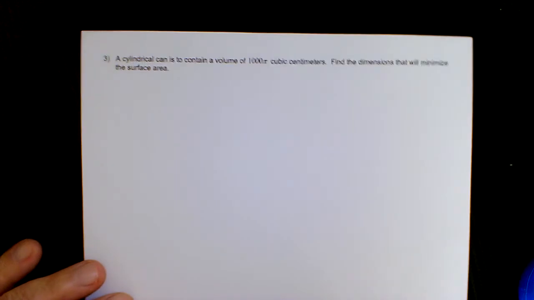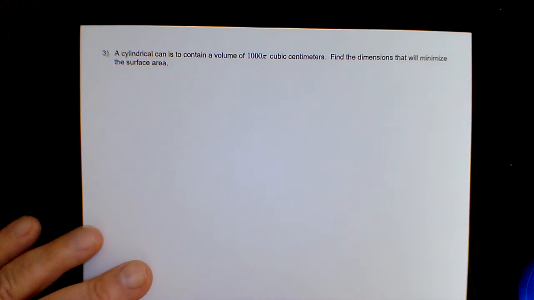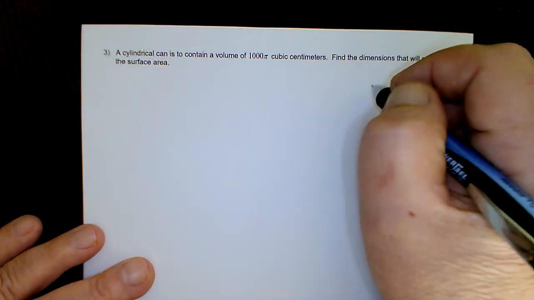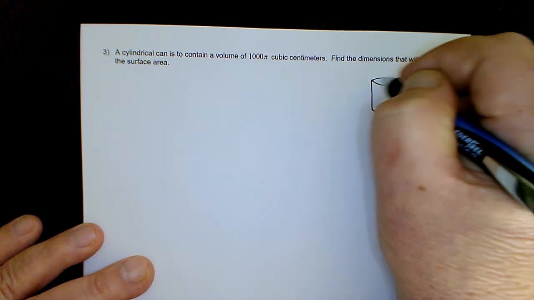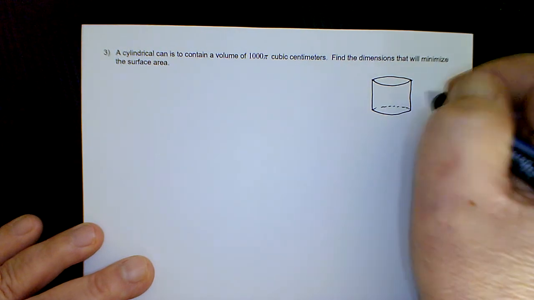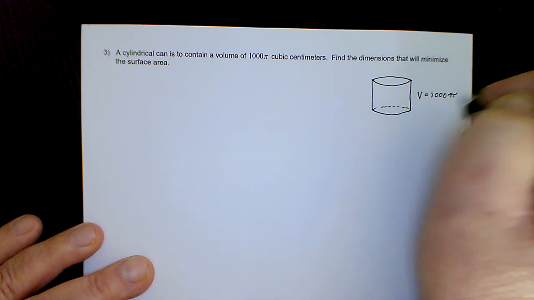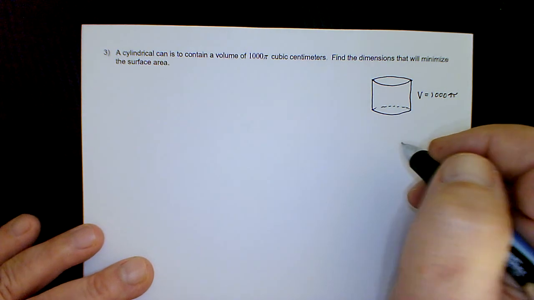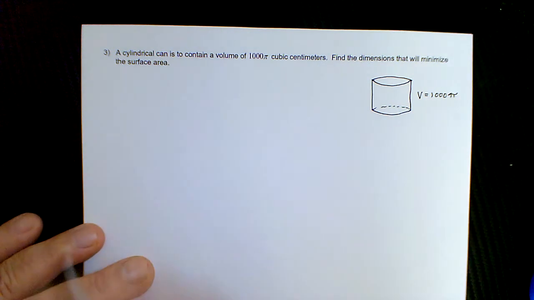Okay, so here's an example of finally a word problem. So we have a cylindrical can that is to contain a volume of 1,000 pi cubic meters. So if you want to draw this little can here, the volume is 1,000 pi cubic centimeters. I'm sorry, not meters. That'd be a pretty big can. So we want the dimensions that will minimize the surface area.